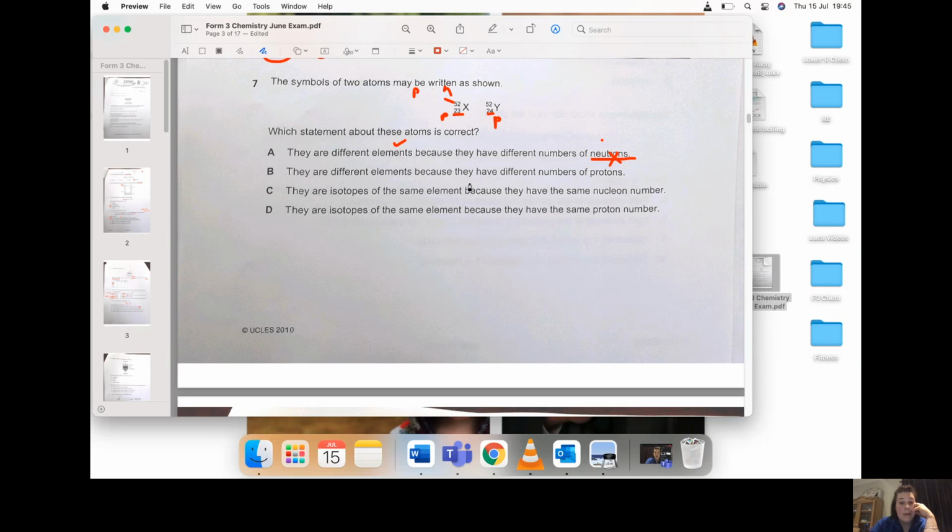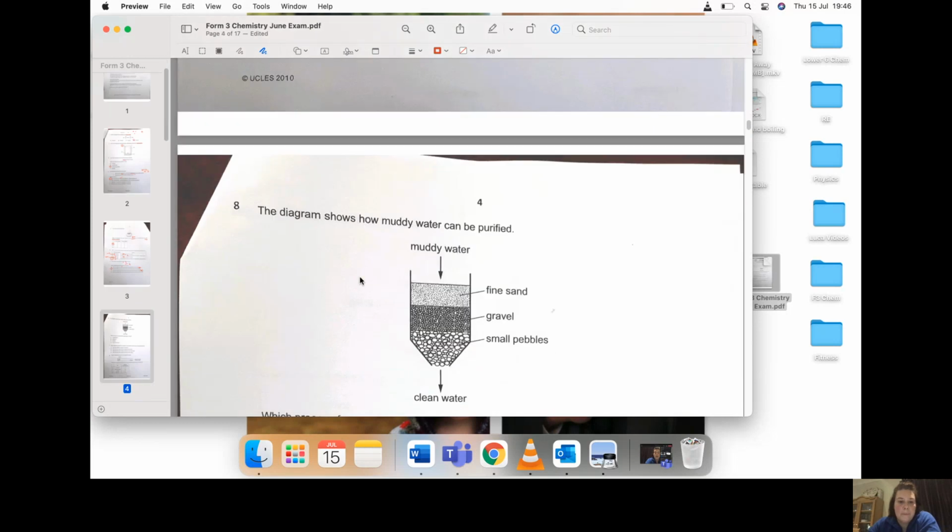They are different elements because they have different numbers of protons. That is correct. Proton number is what makes an element. If you have a different proton number, you are a different element. X has 23 protons, Y has 24. C, they are isotopes of the same element because they have the same nucleon number. Wrong. You're only the same element if you have the same proton number. They are isotopes of the same element because they have the same proton number. Again, that's wrong. They don't have the same proton number. X has 23, Y has 24. So your answer for number 7, B.